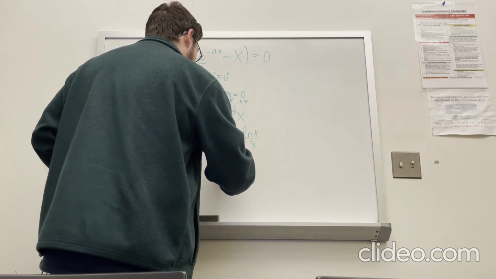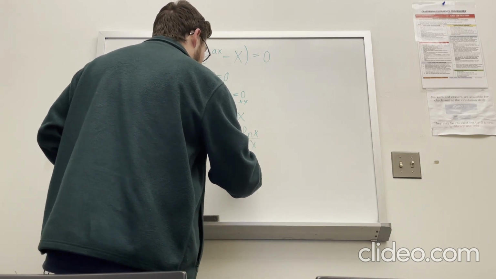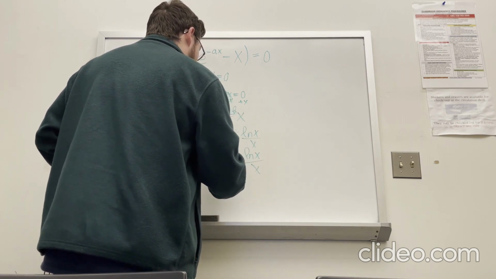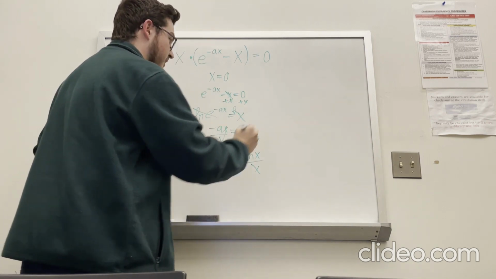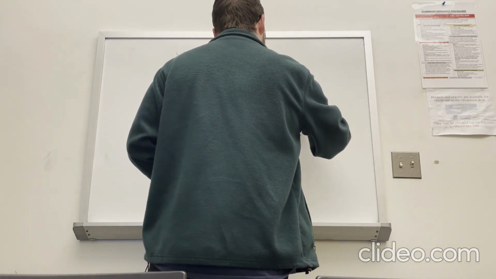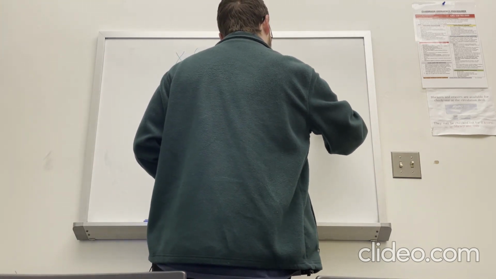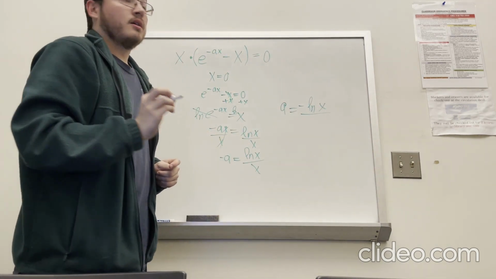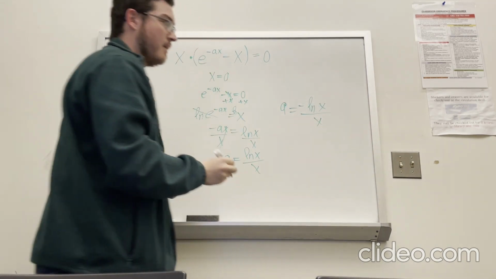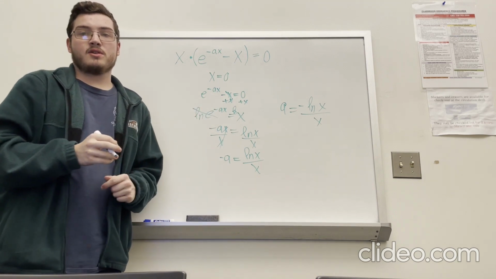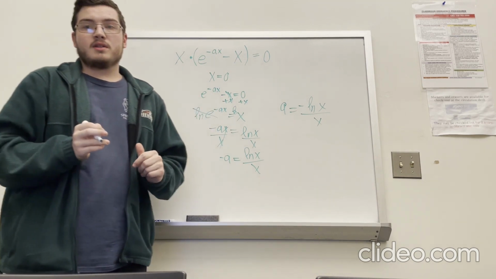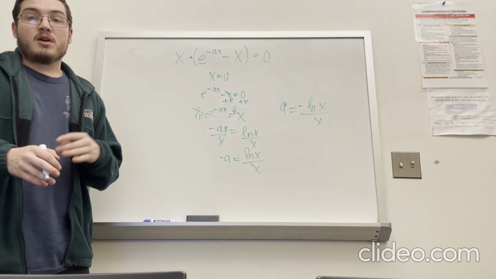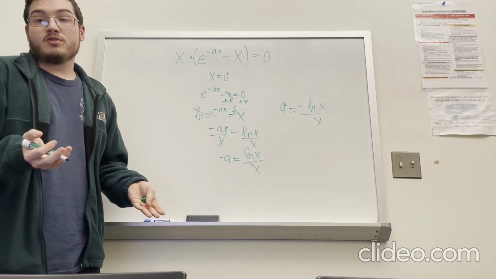That leaves us with -a equal to ln(x)/x. And then in order to get a by itself, we would just make a equal to the negative natural log of x over x. And that is our second equilibrium solution. One thing to note is that this equation cannot be solved analytically, and the only way to do it is to use numerical methods or graphing in order to find the roots.